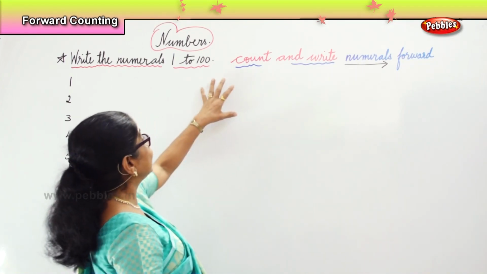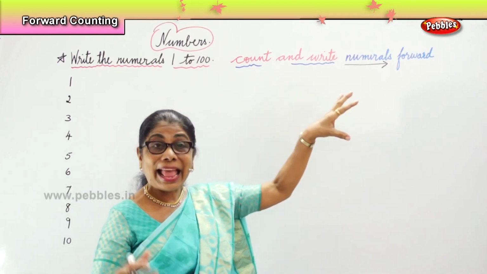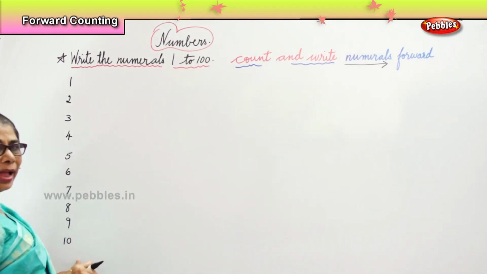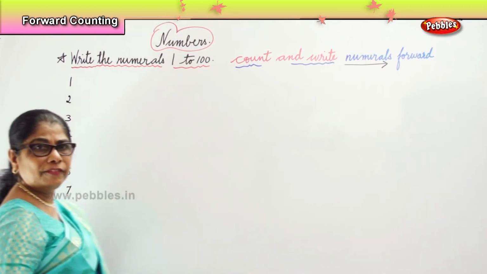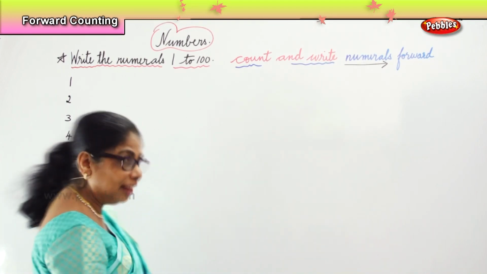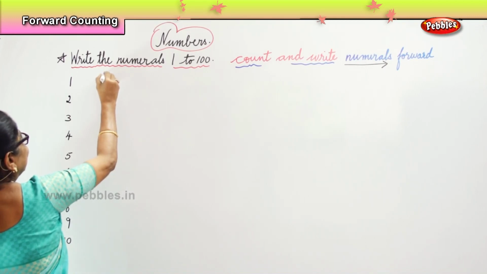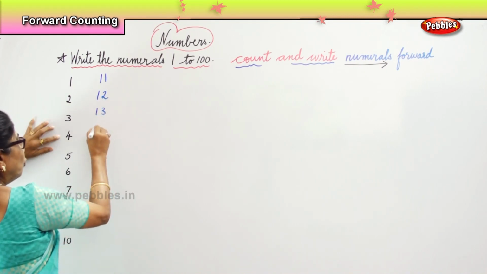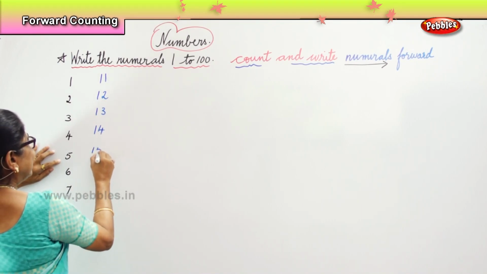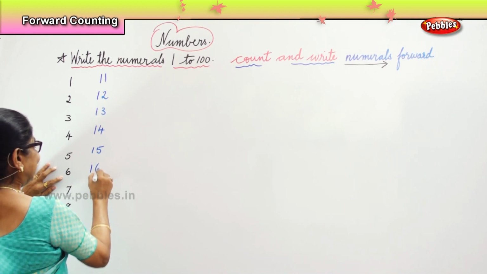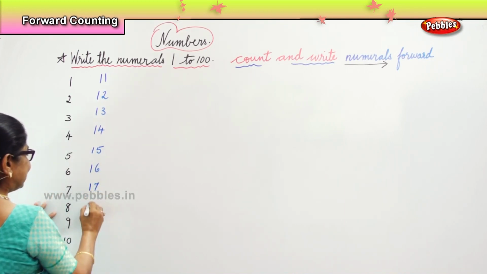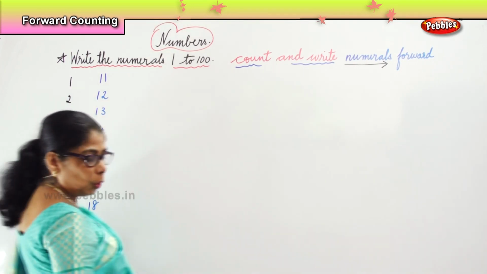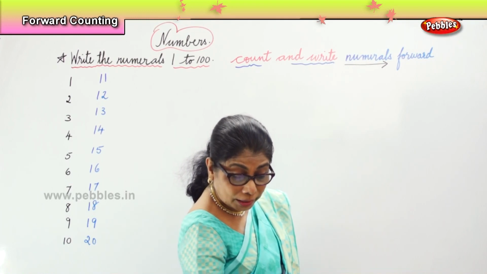Now, why I say count and write? As you keep counting, if you write, you will not make a mistake. Now, beyond 10, you add one more, what will you get? 11, very good. Yes, next. 12, very good. So, it's very easy. You say 11 and one more, you will say 12. Next, 13, one more. 14, one more. 15. Next, add one more. 16, good. 17, 18, 19, 20. See now, we counted forward up to 1 to 20.